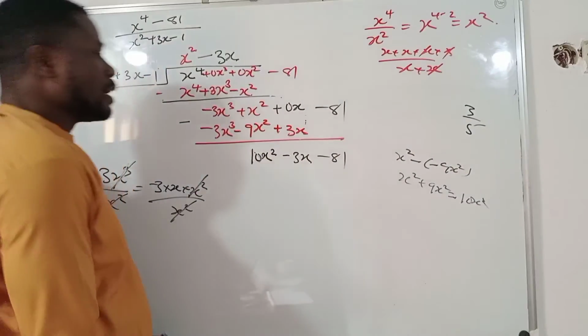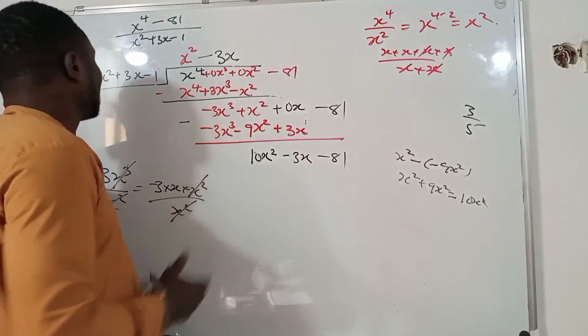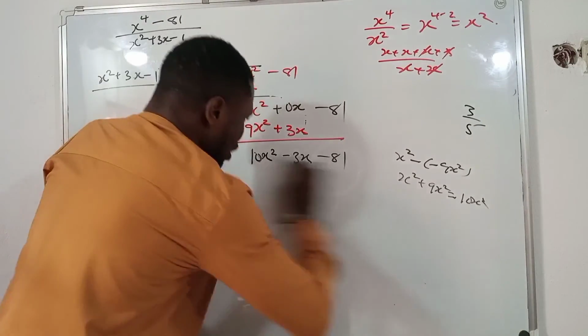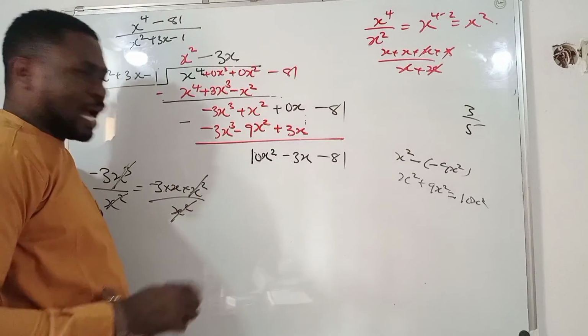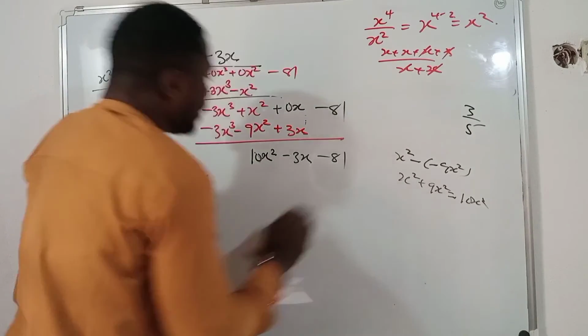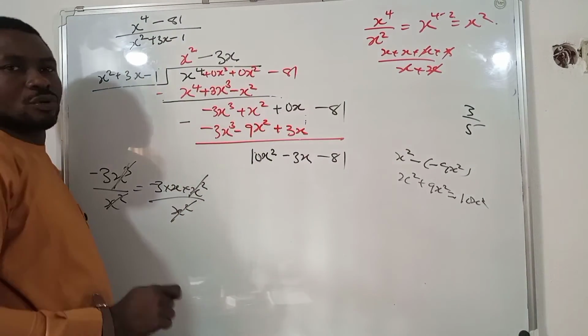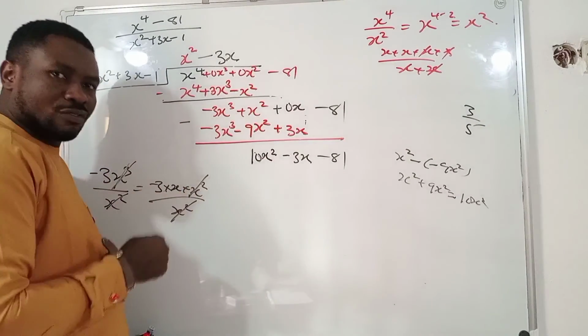Now at this point again, you ask yourself, am I to stop dividing at this point? You look at it carefully, you see that the highest power here is 2. The power here is also 2, the highest power. And I told you, you can only stop dividing when the highest power here is less than the power of the divisor. But in this case, it's not like that. The powers are the same, so we'll continue to divide.